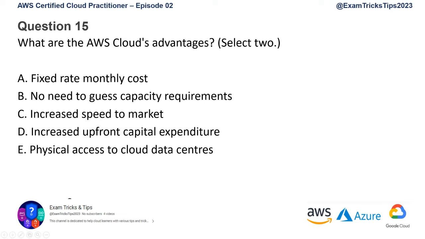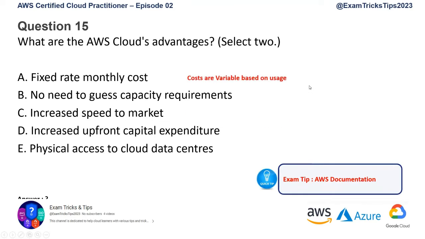So let's start. The first one, fixed monthly costs. No, I don't think so. Cloud costs are not fixed. They are variable based on your usage, on a pay-as-you-go basis. You pay for what you use. That's ruled out. Let's look at D. That is another one, upfront capital expenditure. No, there's no upfront capital expenditure in case of a cloud environment.